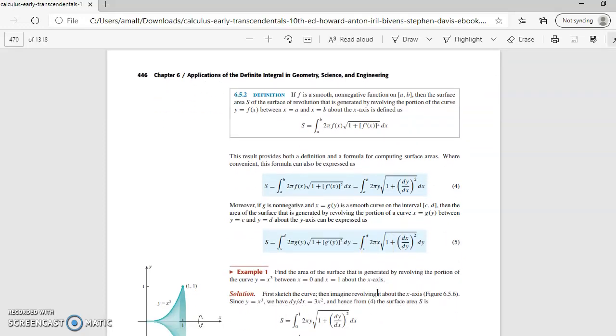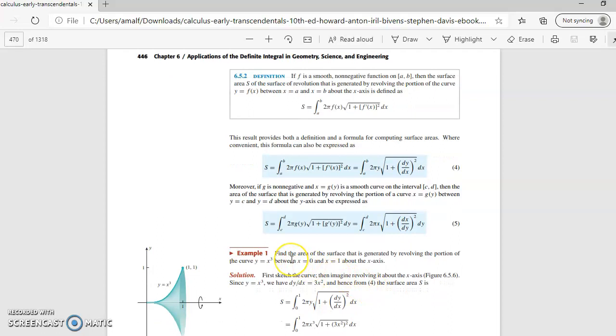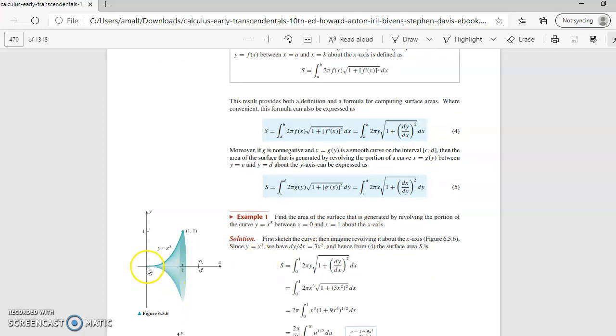So let us quickly see an example. Find the area of the surface generated by revolving the portion of the curve y equal to x cube between x equal to 0 and x equal to 1 about the x-axis. So the curve is y equal to x cube in the interval 0 to 1, and this is the surface we get when we revolve it. So by the definition, the surface area will be the integral from 0 to 1 of 2 pi y root of 1 plus dy by dx whole square dx. So the derivative is 3x square.